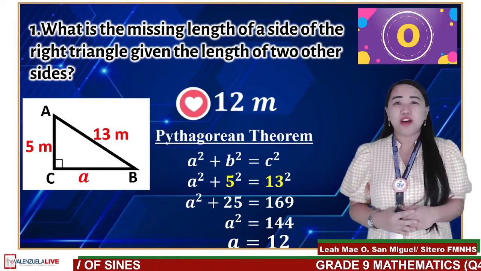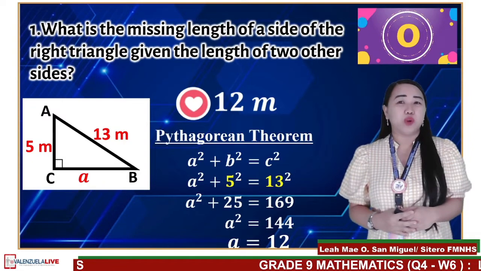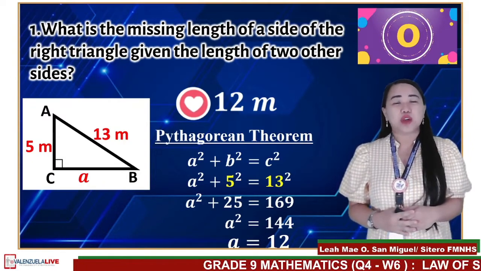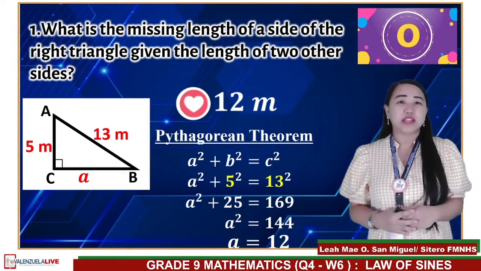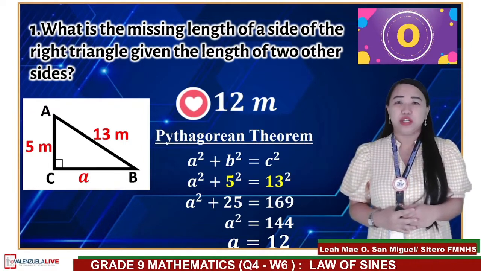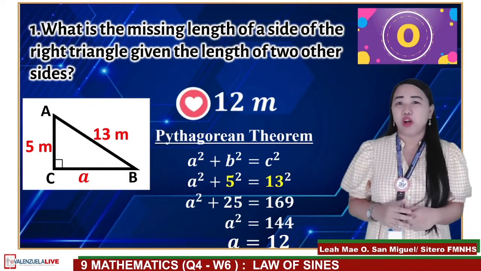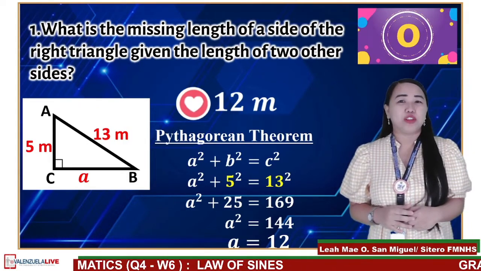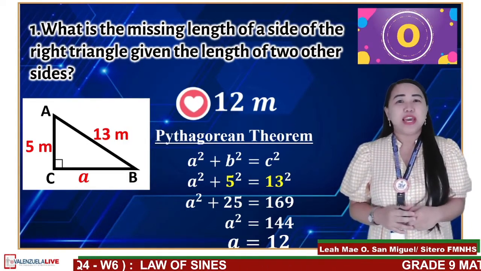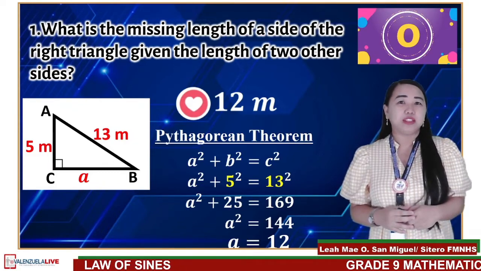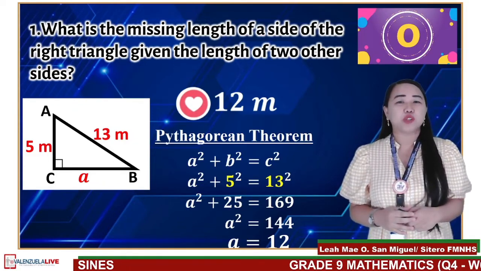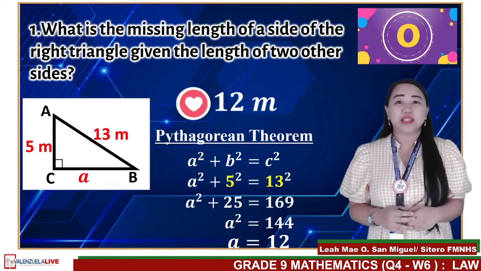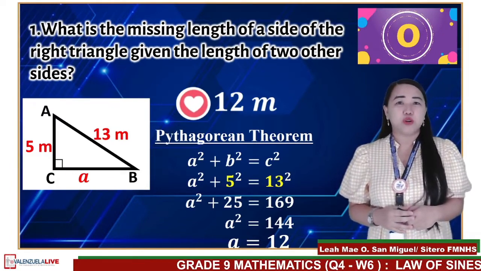Therefore, 12 meters is the length of the unknown side. The right triangle has length of sides 5, 12, 13. If you can recall, this is called a Pythagorean triple. It will be easy to find the length of an unknown side of a right triangle if you notice that the sides will form a Pythagorean triple.